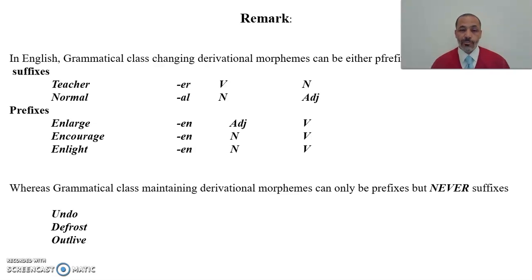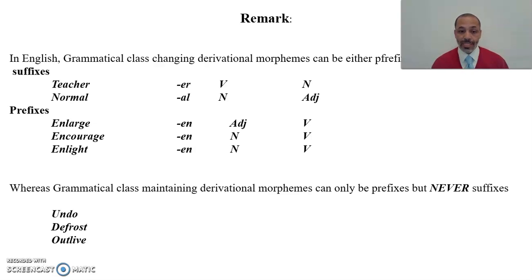You can also have prefixes which change the grammatical class, like, in the examples, the adjective large, which becomes enlarge. Okay, courage, which becomes encourage. Light, which is a noun, which becomes enlight. Okay, it becomes a verb.